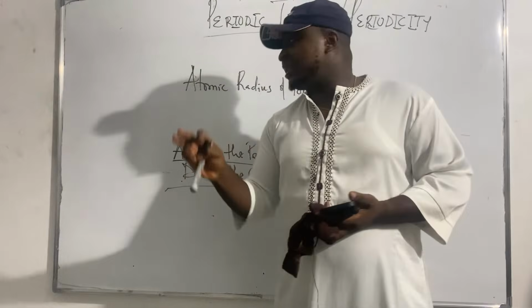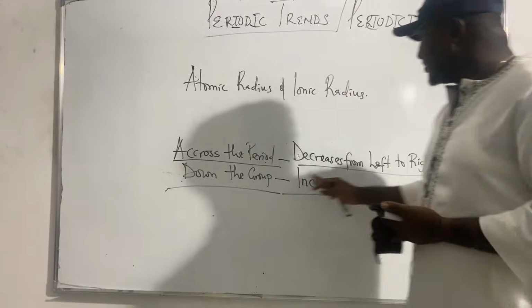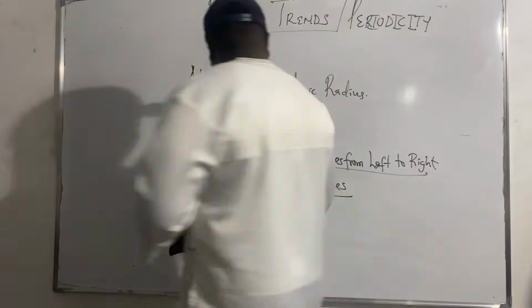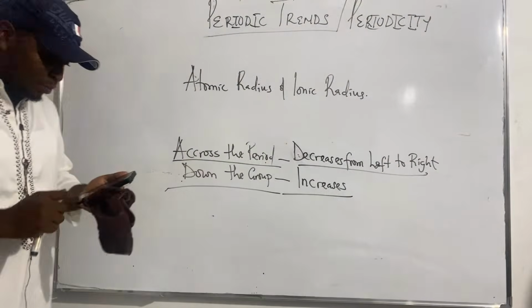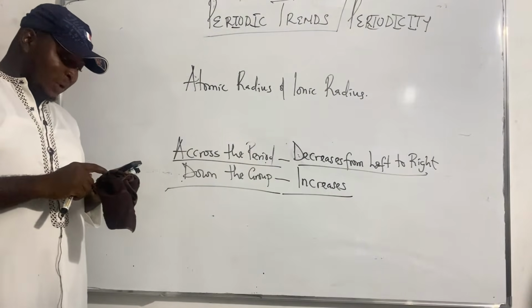Now, electropositivity, atomic radius, and ionic radius have the same trend in the periodic table. That means across the period they decrease, down the group they increase. Please take note, very, very important.